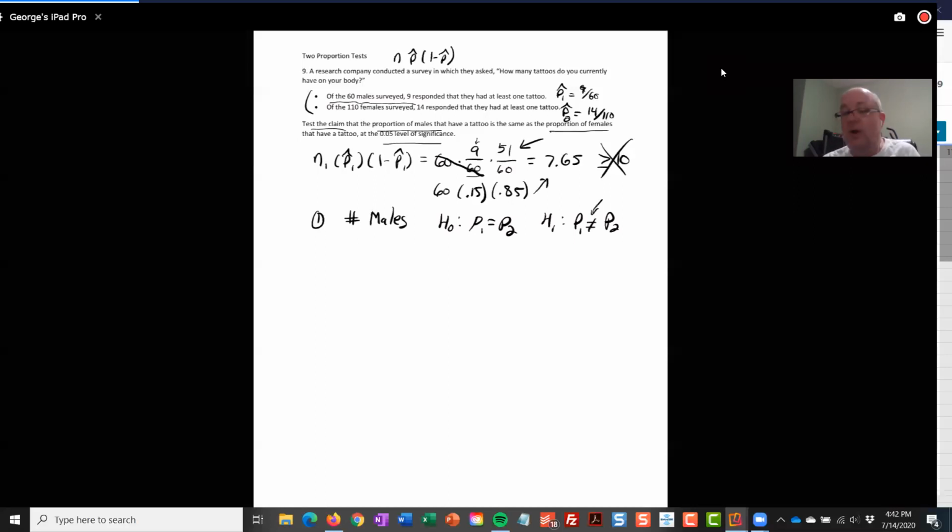Also, watch out, when H1 involves not equal to, our conclusion has to be about those two things being different from each other. The level of significance is given in the problem as 0.05. And because this test failed the conditions, this is the two proportion randomization test.